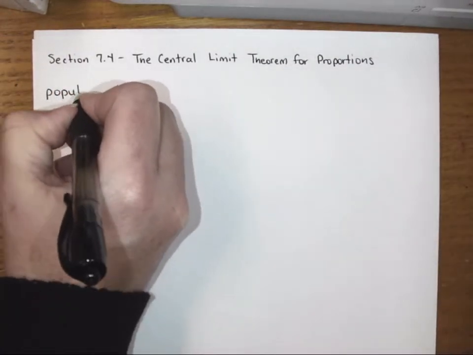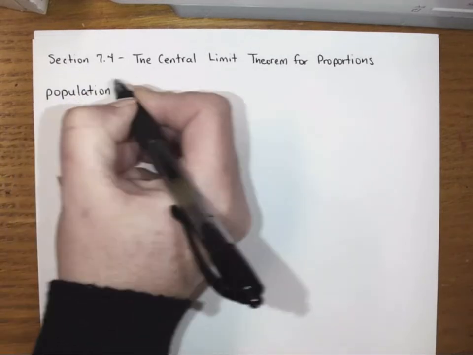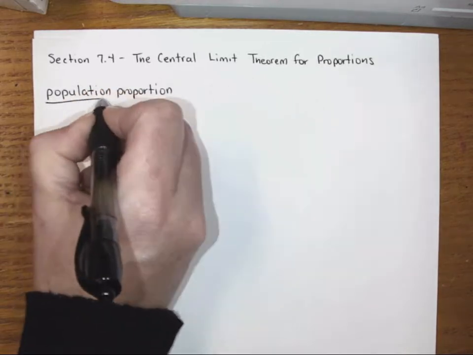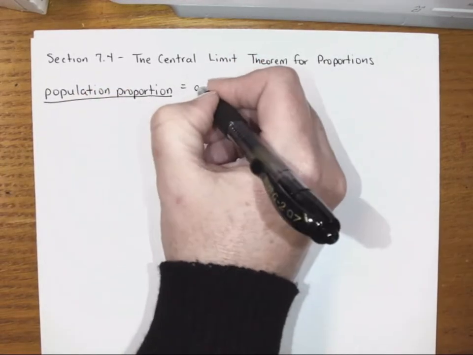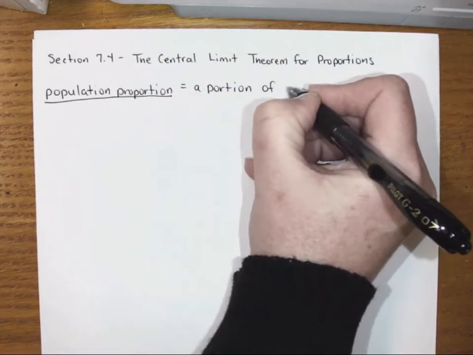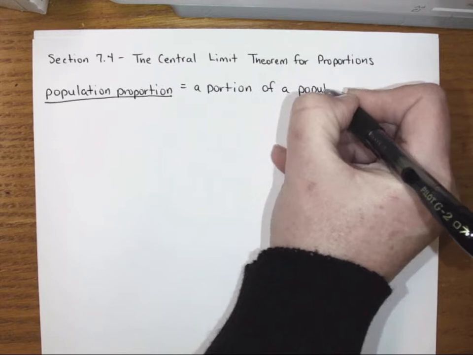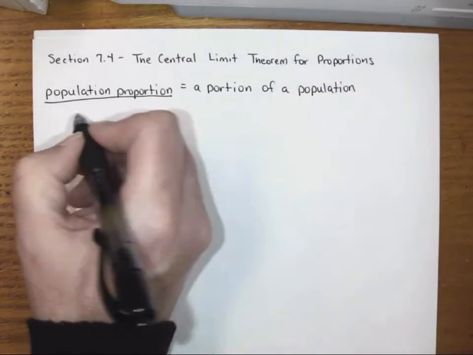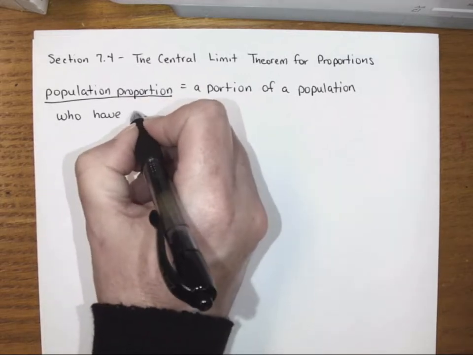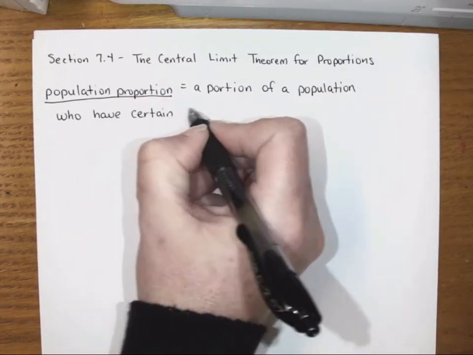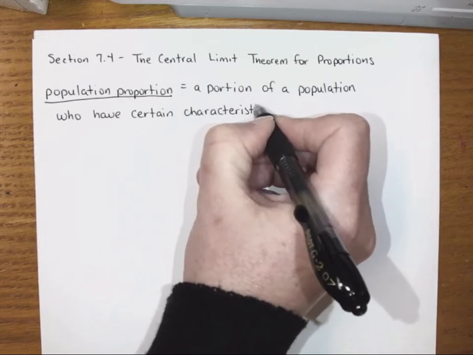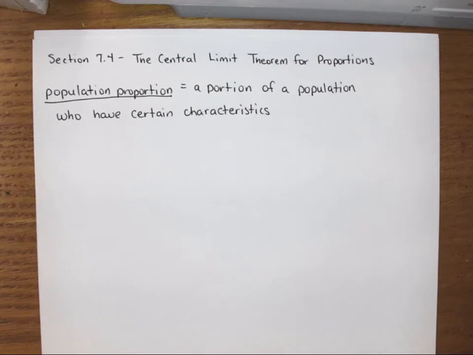So first, let's make sure we understand what proportion means. A population proportion would be a portion of a population who have a specific set of characteristics that you're trying to study. So if you were trying to study what proportion of the population has brown eyes, you would need to come up with kind of a fraction, right? However many people had brown eyes over however many people there were total. That would be considered a proportion because you're comparing brown-eyed people to everyone.